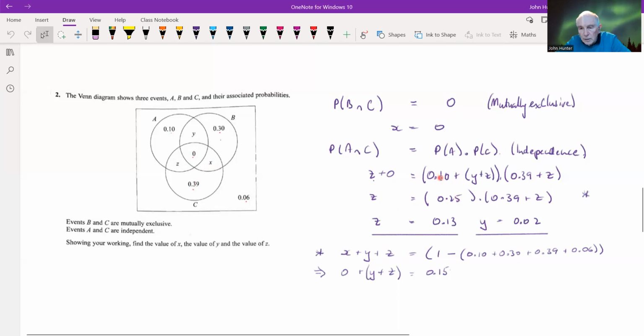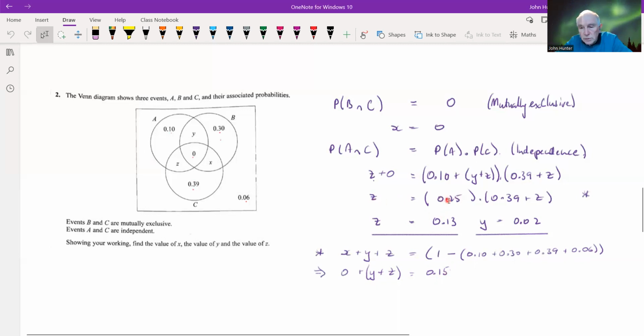Oh, hang on a minute, what's happened here? 0.1 and Y plus Z. Right, okay, so this is the trick on this one, really. We're looking at Y plus Z together. We know everything else on this chart, now that we know X is 0. So Y plus Z is what's left over out of 1 after we've taken away all these other things added up together, which gives us 0.15. So we know Y plus Z equals 0.15. As I say, that is the trick on this one.